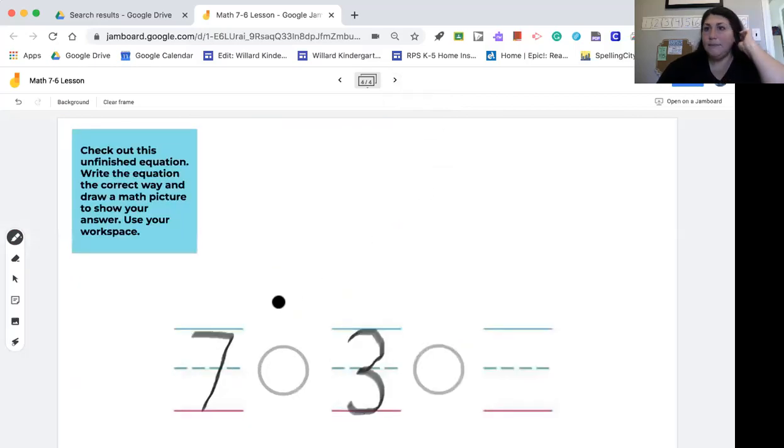This final one is something similar to what's on your work today, your independent practice. So I'm just going to talk through it with you and we'll figure this out together, and you can use your workspace, and then you can try this on your own a little later. So check out this unfinished equation. Do you notice down here this equation is unfinished? Write the equation the correct way and draw a math picture to show your answer. Use your workspace. So you can pause the video and try this on your own.